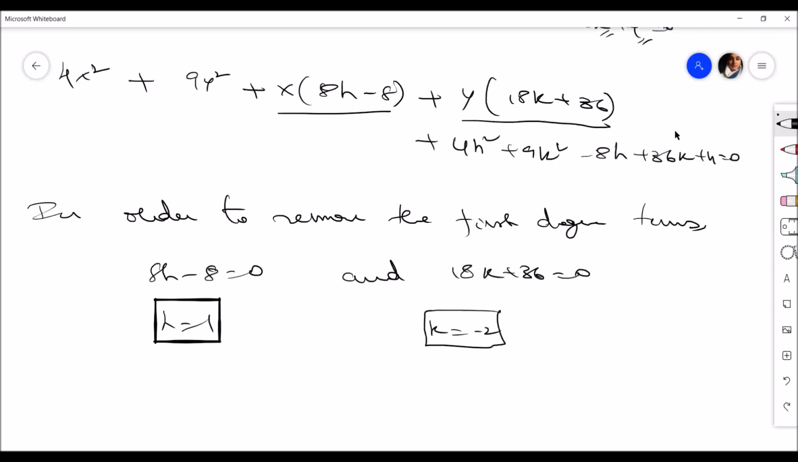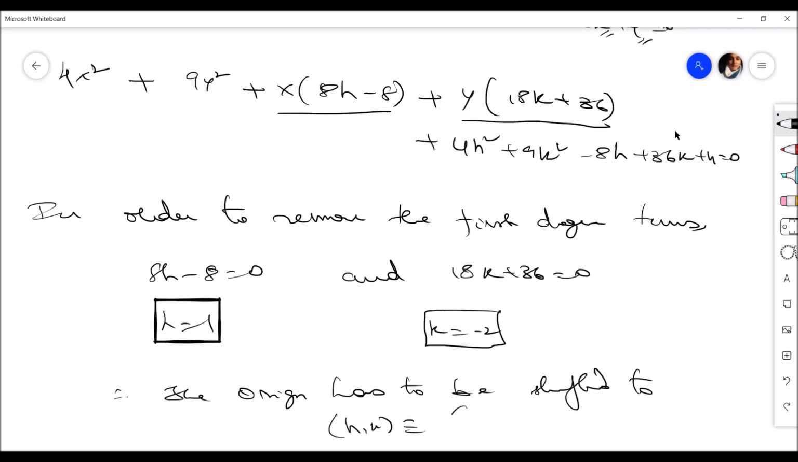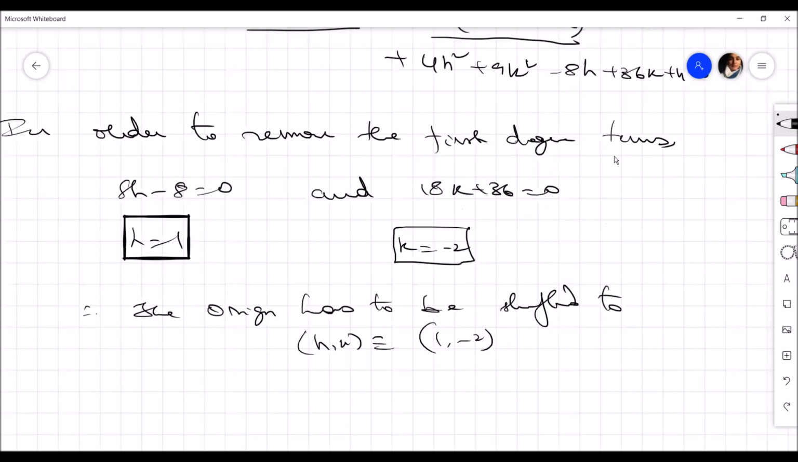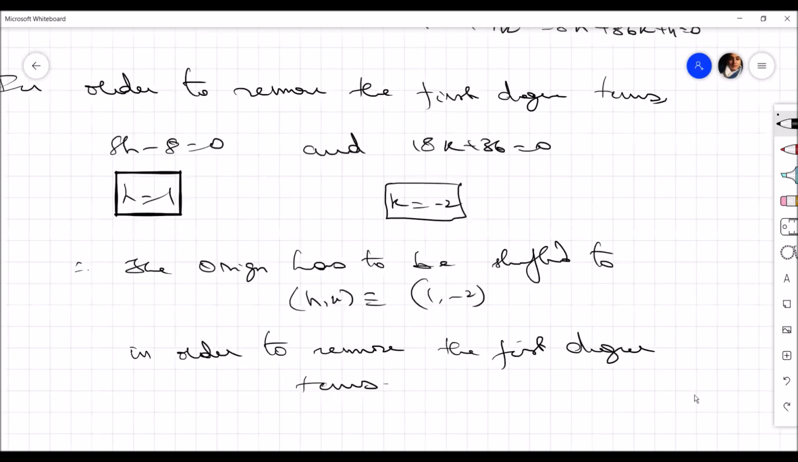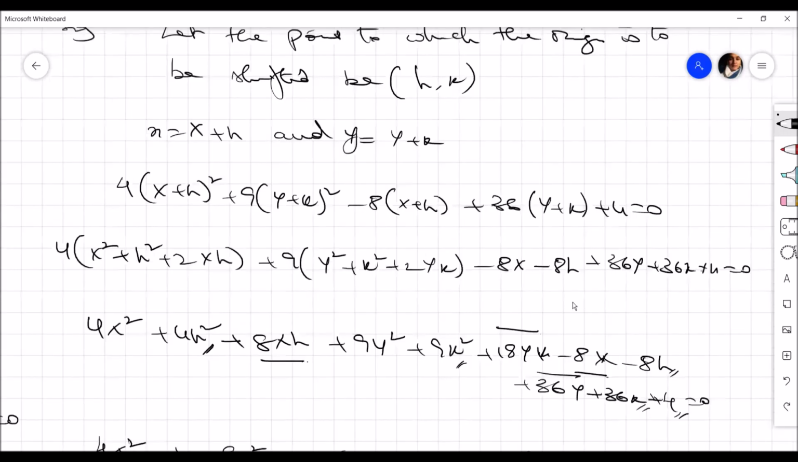and then similarly k is equal to minus 2. Therefore, the origin has to be shifted to h comma k, whose coordinates are given by 1 comma minus 2, in order to remove the first degree terms, right? Very, very simple problem. Fine.